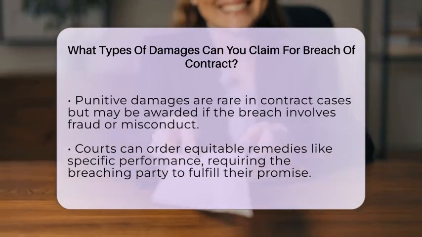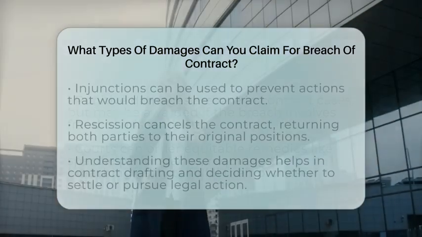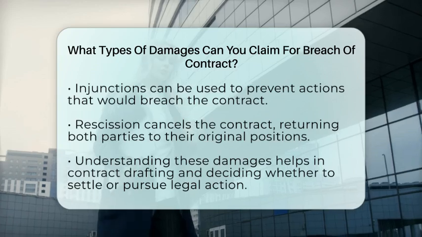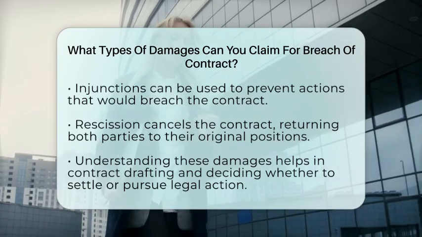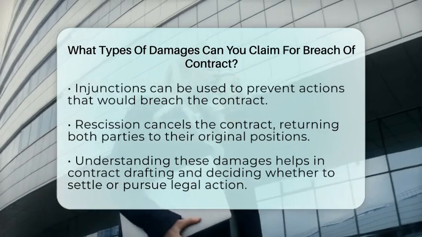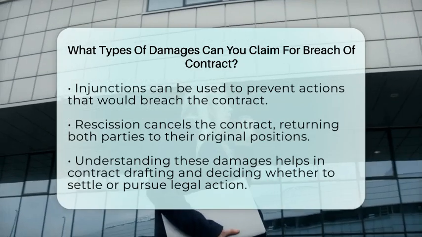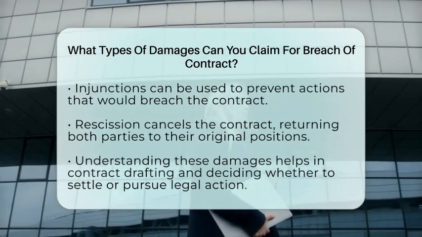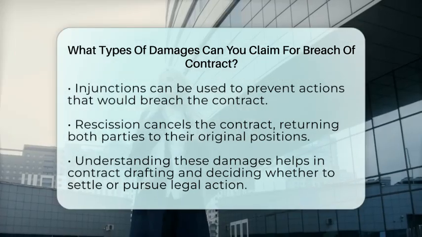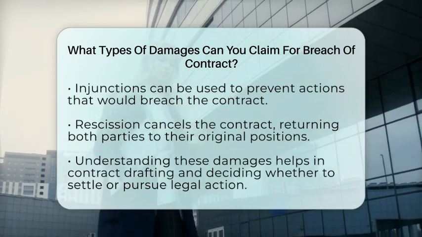Sometimes, monetary damages aren't enough. Courts can order equitable remedies like specific performance or injunctions. Specific performance requires the breaching party to do what they promised, often used for unique items like property or rare goods. Injunctions prevent someone from doing something that would breach the contract. Rescission is another option. It cancels the contract entirely, releasing both sides from their obligations and putting them back to where they were before signing.